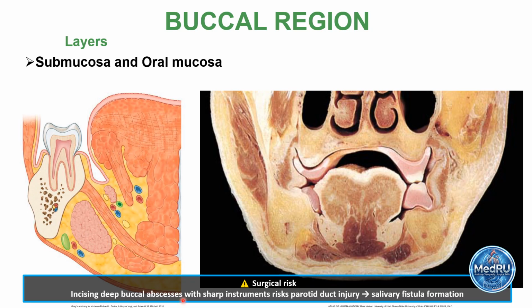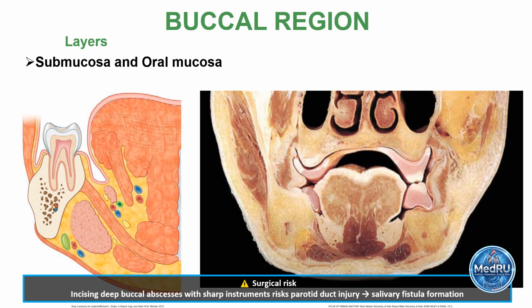The innermost layers forming the wall of the oral cavity in the cheek region are the submucosa and the oral mucosa proper. The submucosa, or tela submucosa, consists of loose connective tissue that houses the minor buccal salivary glands. A critical structure traversing this layer is the parotid duct, Stenson's duct, which opens onto the buccal mucosa opposite the maxillary second molar, forming a small elevation known as the parotid papilla, papilla ductus parotidei.